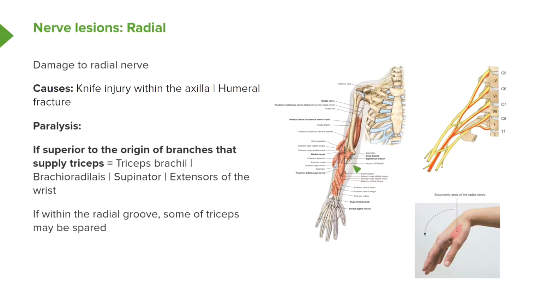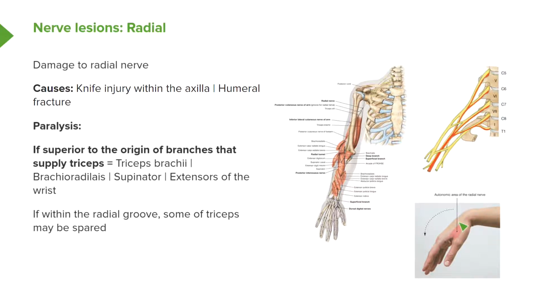Paralysis, well, if the damage to the radial nerve occurs superior to the origin of the branches that supply triceps, then triceps brachii, brachioradialis, supinator, and the extensors of the wrist will all be damaged. So if the lesion is high up, say it's a humeral fracture, before it has given off the branches to triceps, then every muscle distal that it supplies will be affected. And this can have the effect of what's known as wrist drop.